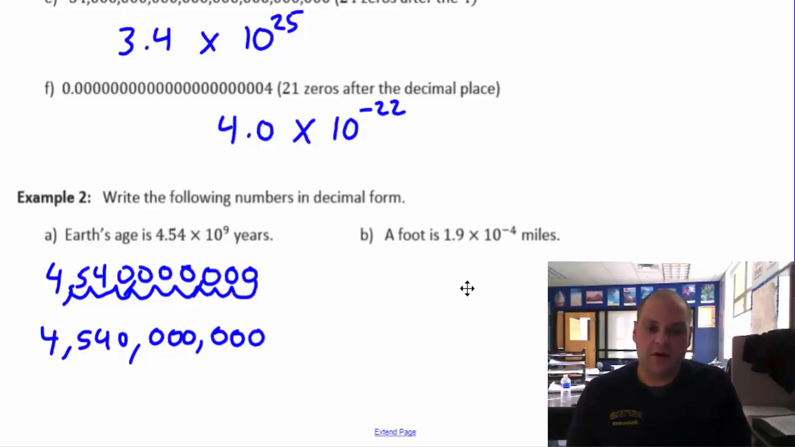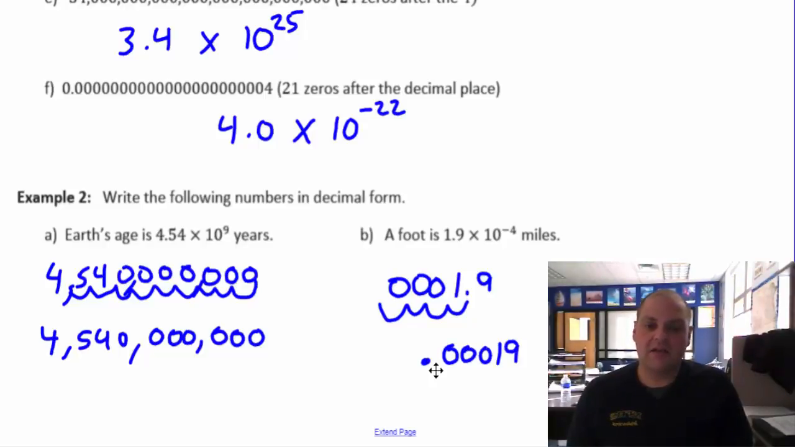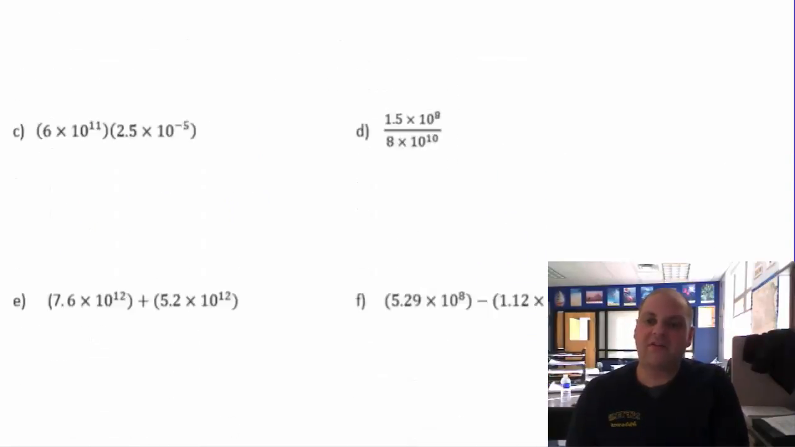A foot is 1.9 times 10 to the negative 4 miles. All right, so that means I take my 1.9 and I go 4 to the left. 1, 2, 3, 4. So it's 0.00019. Nice, easy one.